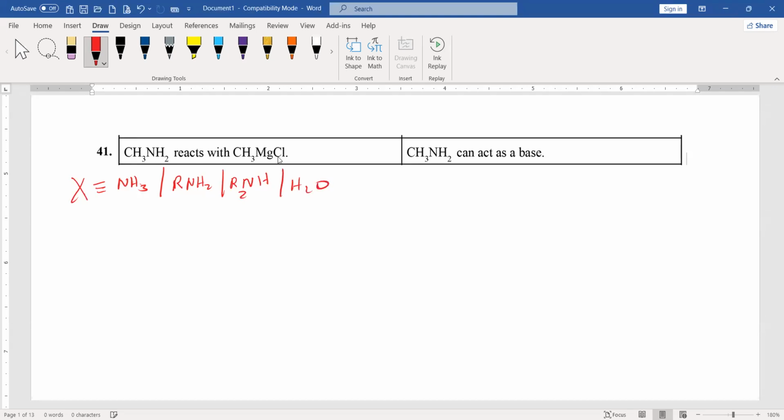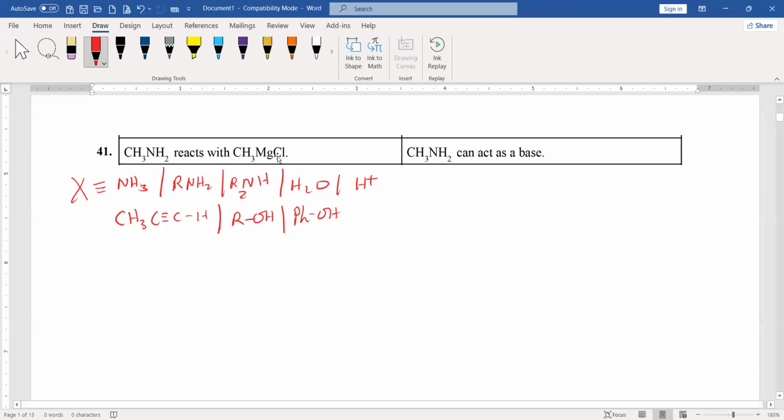Water. Any acid, strong or weak. Compounds having terminal hydrogen, meaning any alkyne having terminal hydrogen. Alcohol, phenol, and anything which can provide H plus easily will react with that.